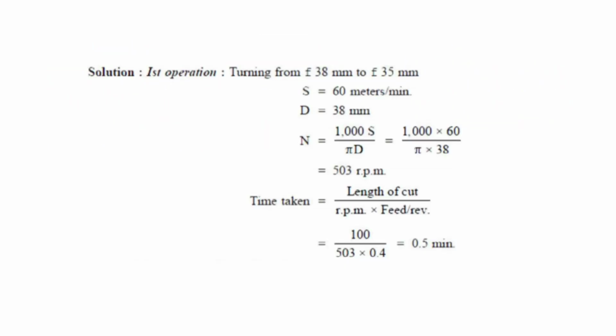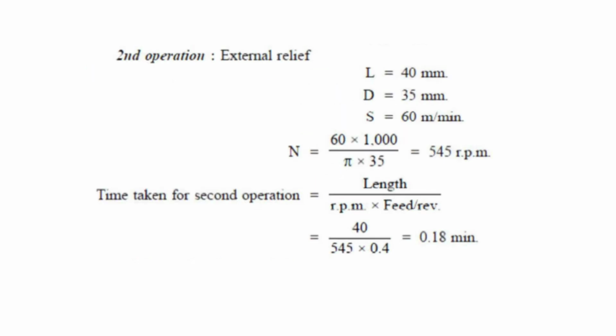First operation, the turning operation. It is a basic operation, turning from 38 mm to 35 mm. Here speed S is equal to 60 meter per minute, diameter D is equal to 38 mm. N is equal to, as per the formula, 1000 S by pi D. Then we get N is equal to 503 RPM. The time taken is equal to length of cut divided by RPM into feed. That is 0.5 minute.